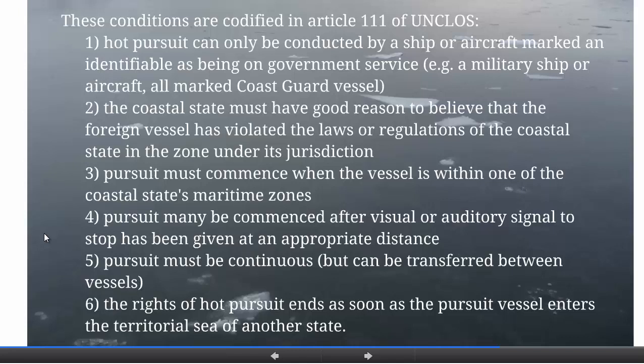Second, the coastal state must have good reason to believe that the foreign vessel has violated the laws or regulations of the coastal state in the zone under its jurisdiction. So it has to have some kind of reasonable belief or prima facie case.